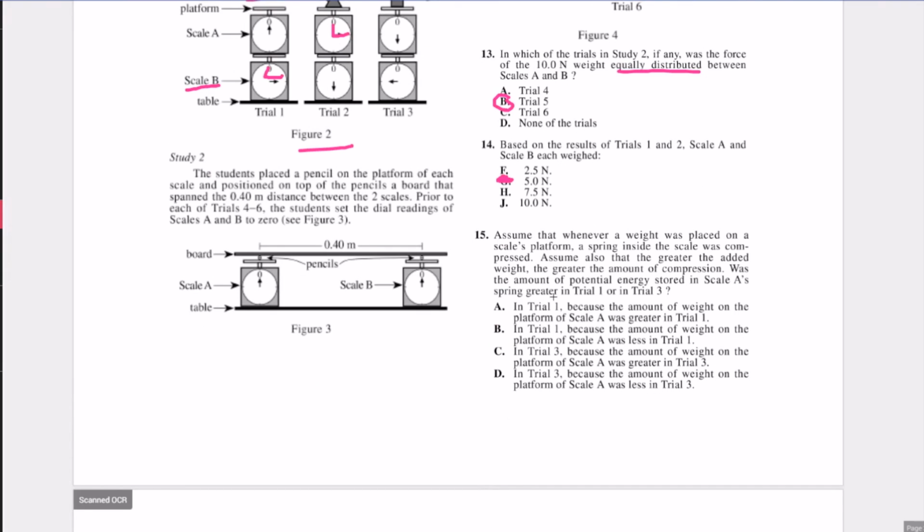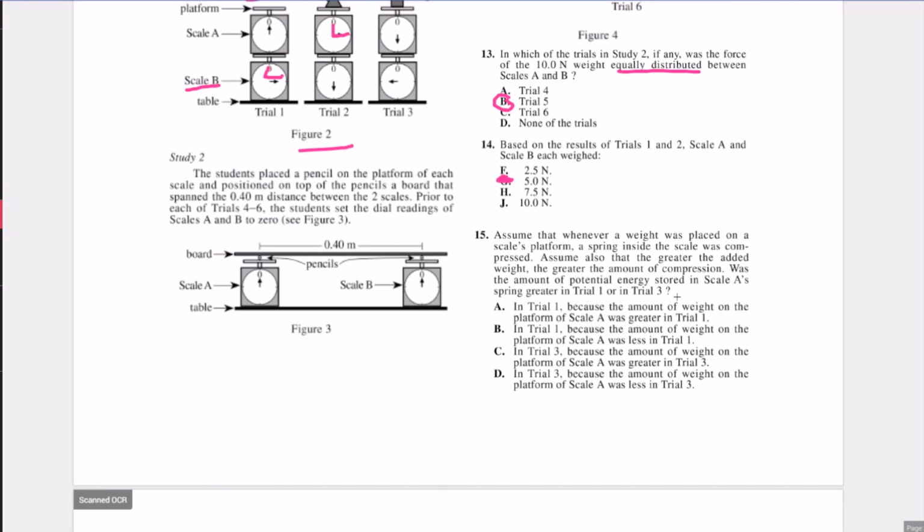Question 15 asks, assume that whenever a weight was placed on a scale's platform, a spring inside the scale was compressed. Assume that the greater the added weight, the greater the amount of compression, right? So we have a scale inside the scale. We have a spring. The more the spring is compressed, the higher the weight, and that's how it reads the dial. So was the amount of potential energy stored in scale A's spring greater in trial 1 or trial 3?